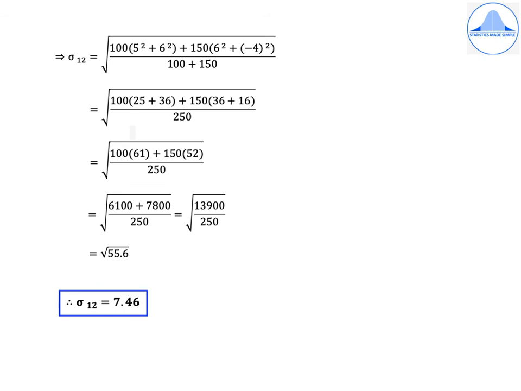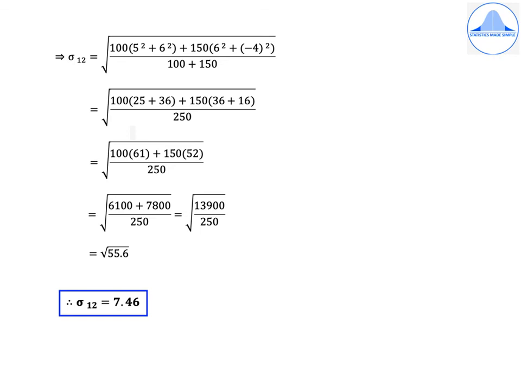Let us now substitute all the values in sigma 1 2 formula. So you get sigma 1 2 is equal to root of 100 into 5 square plus 6 square plus 150 into 6 square plus minus 4 the whole square divided by 100 plus 150, which simplifies to root of 100 into 25 plus 36 plus 150 into 36, and when you square minus 4 it becomes positive, that is minus 4 square is 16.